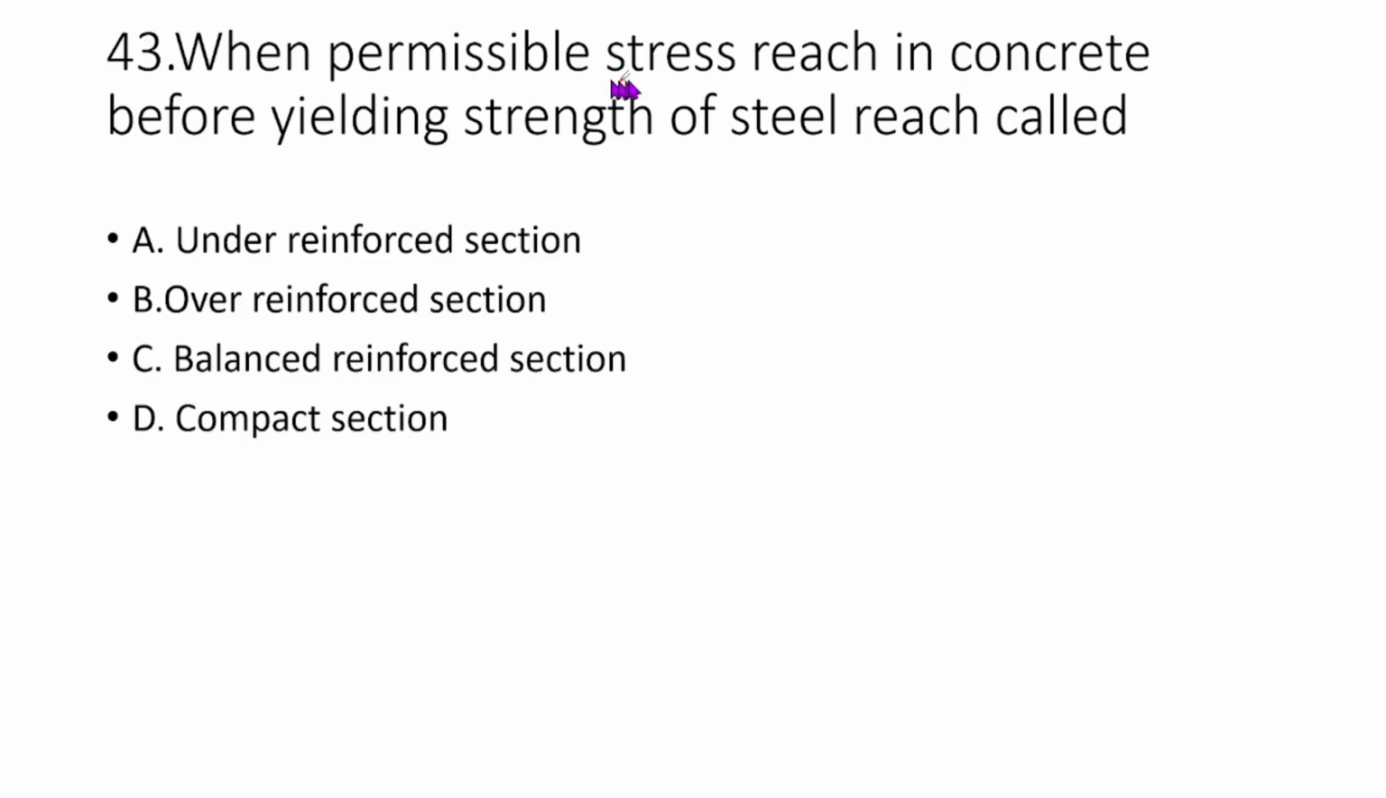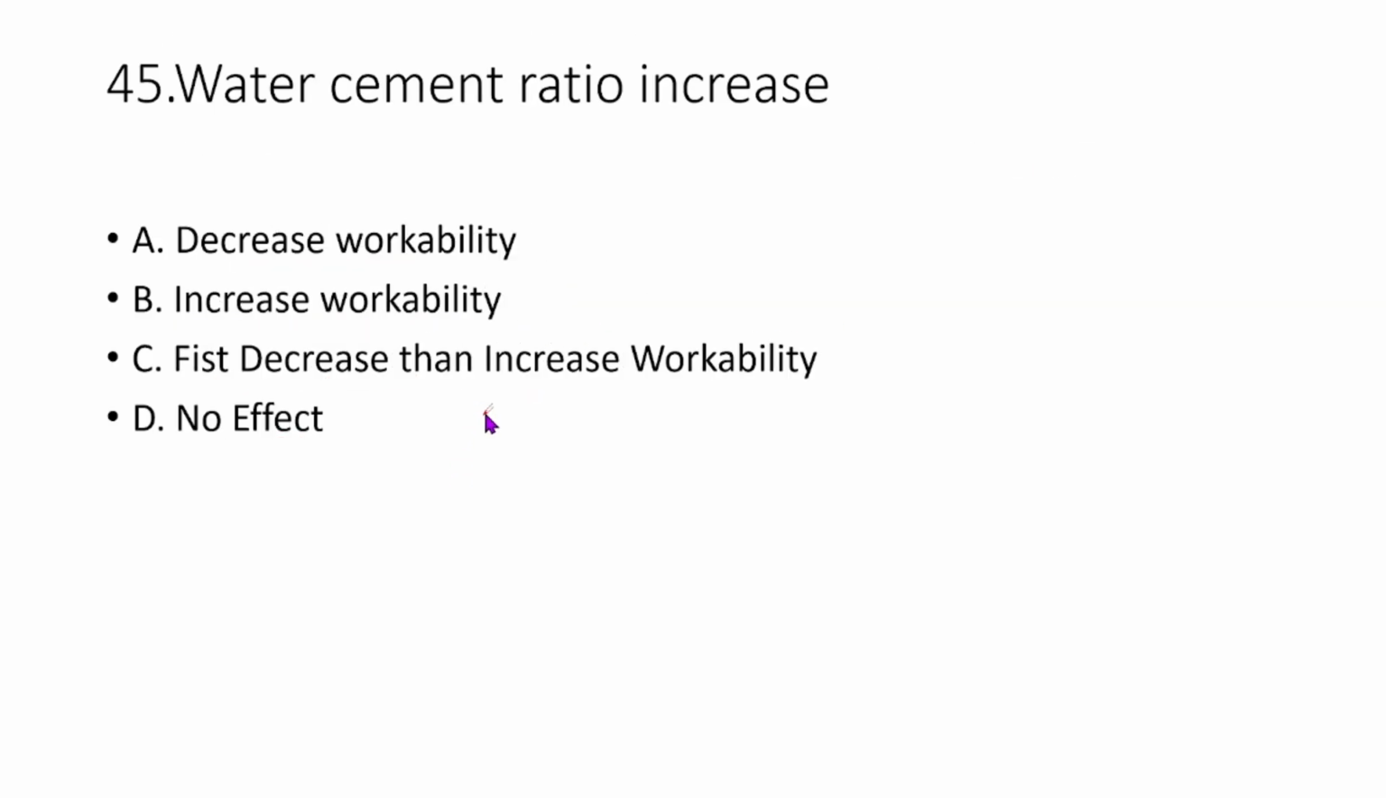When the permissible stress in the concrete is reached before the yielding strength of the steel is reached, it is called: under reinforced section, over reinforced section, balanced reinforced section, or compact section. So the right answer is over reinforced section.